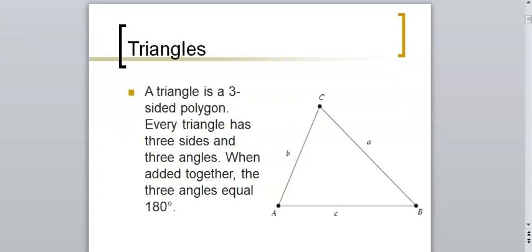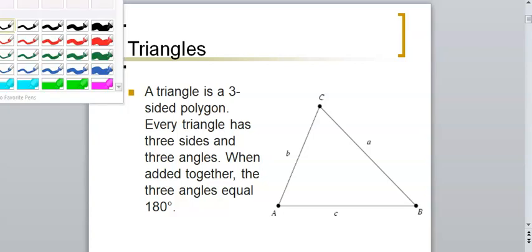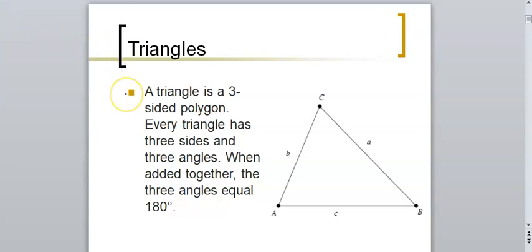A triangle, from the word tri, T-R-I. The word tri means three. Are you with me? The word tri means three. So when you hear the word tri in the English language, it simply means three. Then a word is attached to tri. And what is it? Angle.